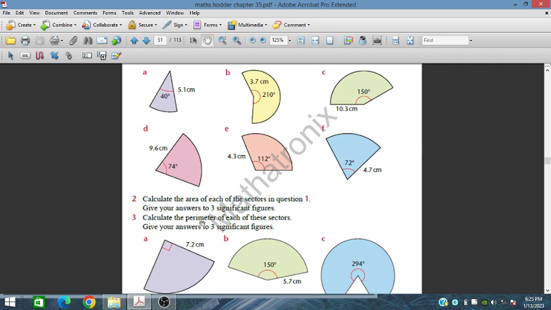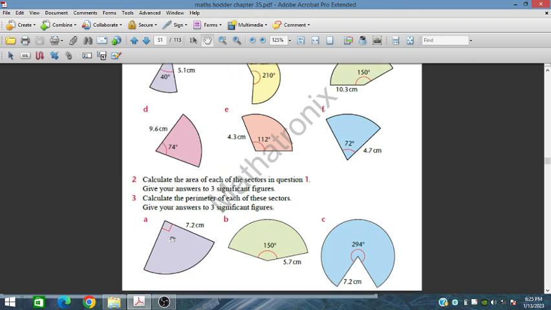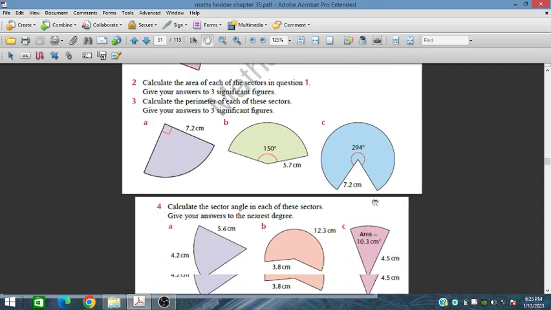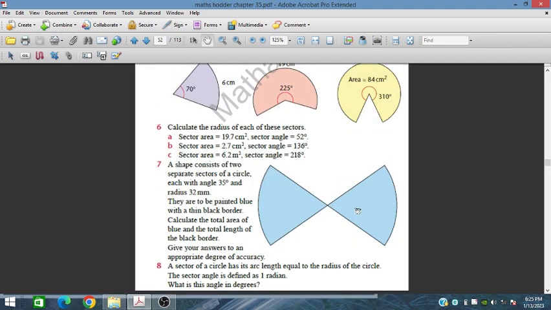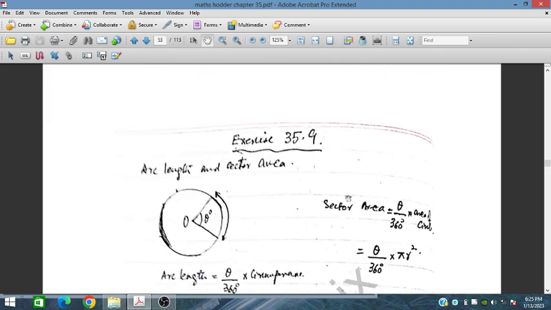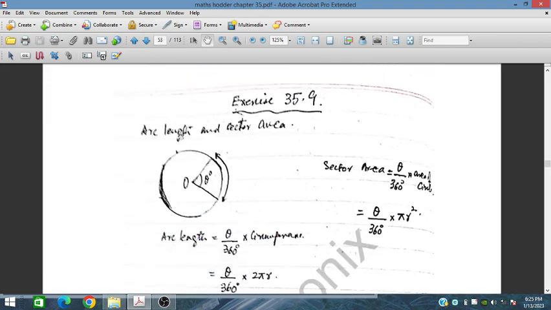Similarly, calculate the perimeter of each of these sectors, giving your answer to 3 significant figures. So we have to calculate the perimeter: the arc length and this length also. So this is called the perimeter. And similarly, the other questions. So let's start 35.9. We have to find the arc length and sector area.